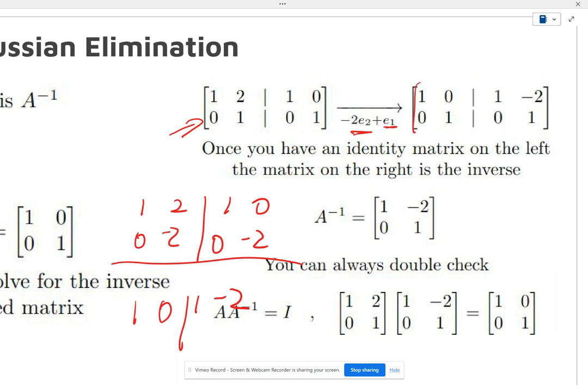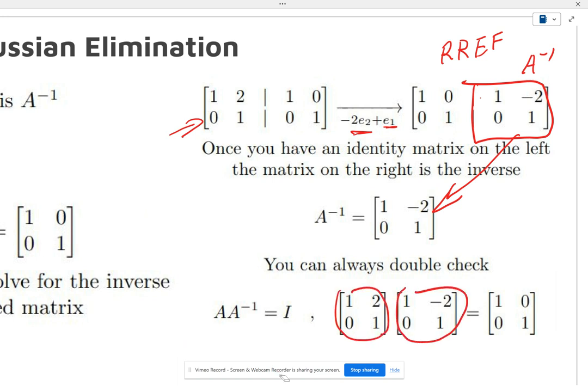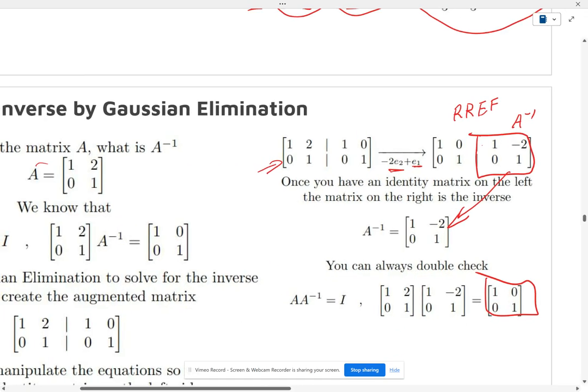So notice on the left side, we have achieved the reduced row echelon form. Once we have done that, this right here is actually the A inverse. Okay? A inverse. You can always double check if your A inverse is actually correct. If we compute A times A inverse, you will see that the final result is an identity matrix.